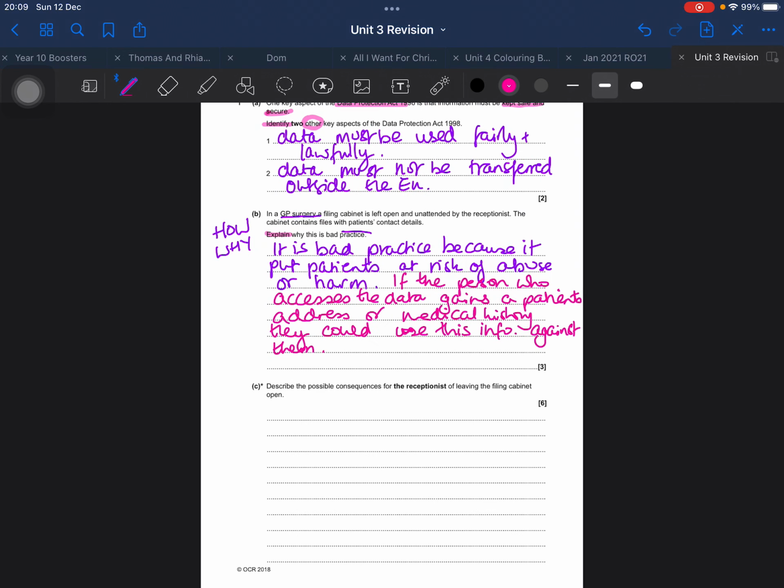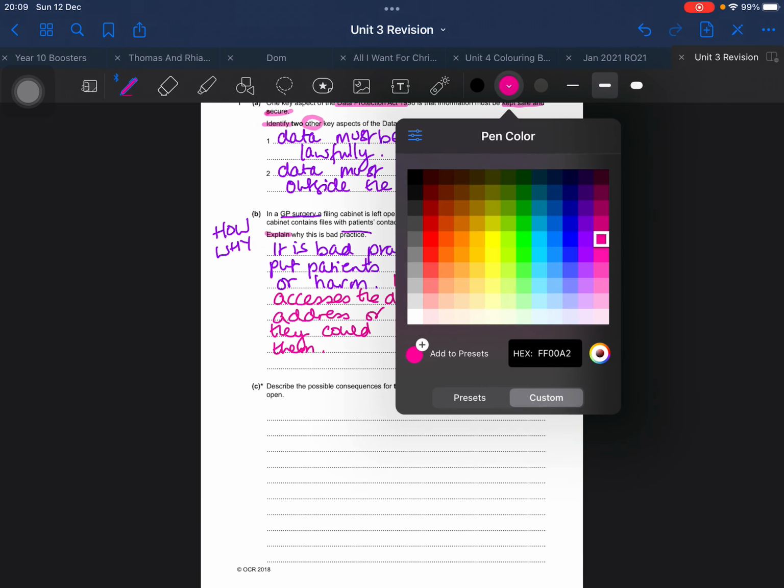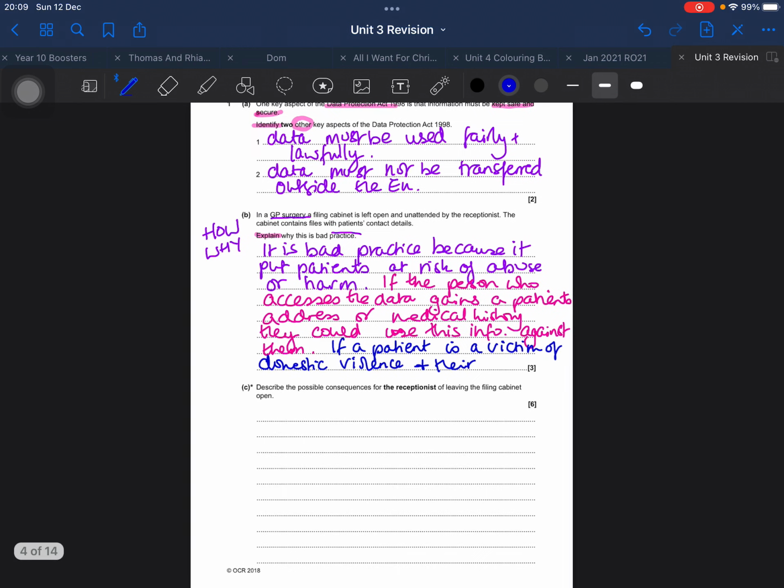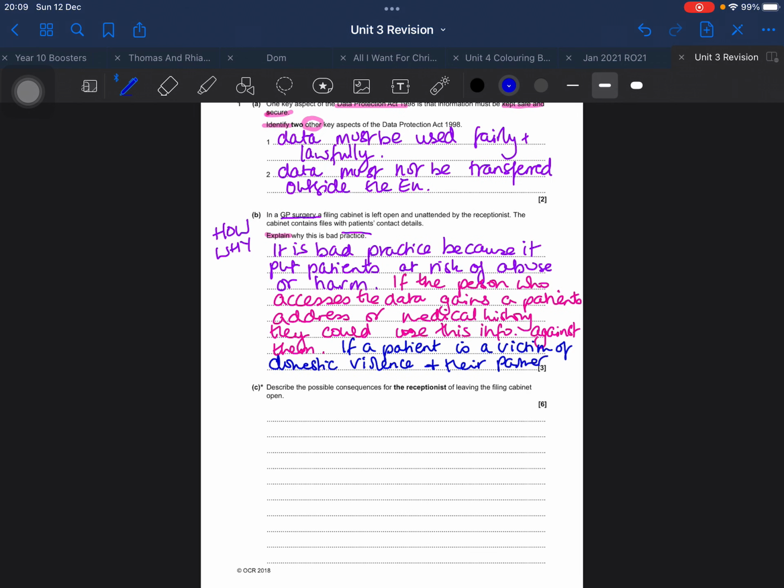And I think there's enough there for the marks, but just in case, I'm going to actually put down, just as a reminder, about the problem with domestic violence. So if a patient is a victim of domestic violence and their partner gains their address, this puts them at risk. Okay, that's our 3 marks.